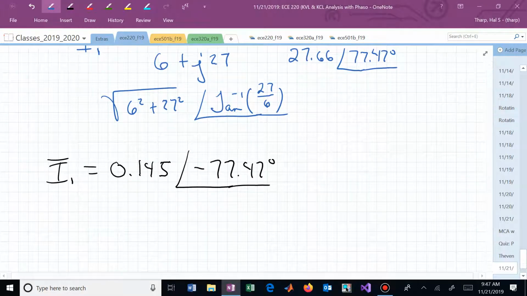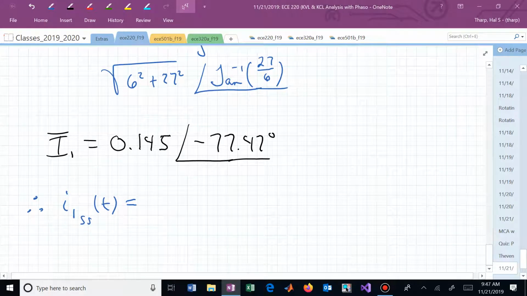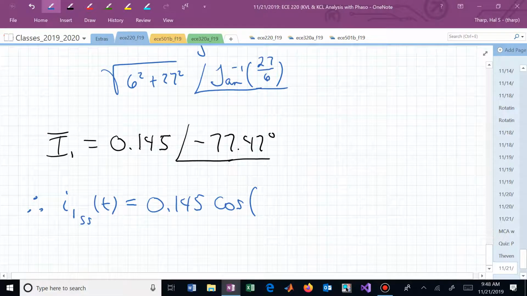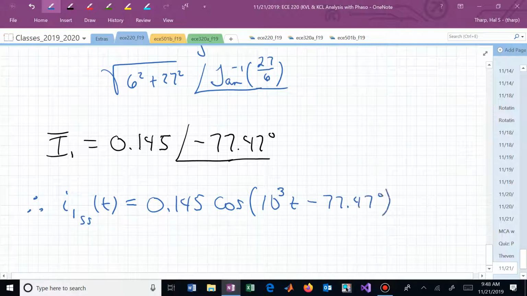If that's the case, what is this current, or we'll call it I sub 1, in the sinusoidal steady state? Can we now write that down? We know its magnitude. It comes directly from the phasor. Cosine, and this was now shaking at, did I say? Yeah, I think I did. It was 1,000, wasn't it? Radians per second, minus 77.47 degrees.